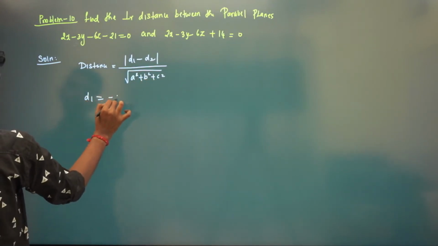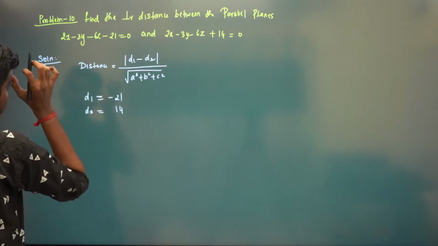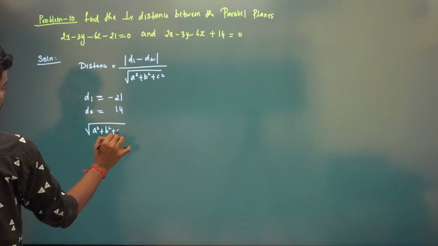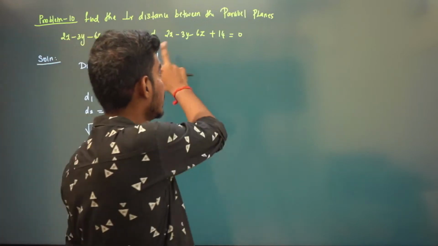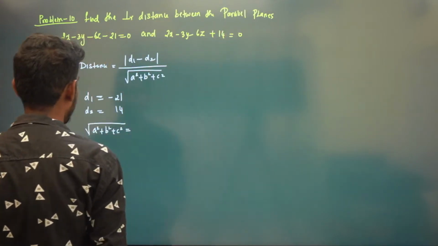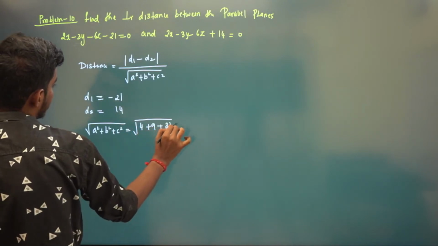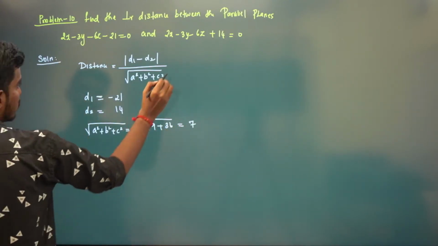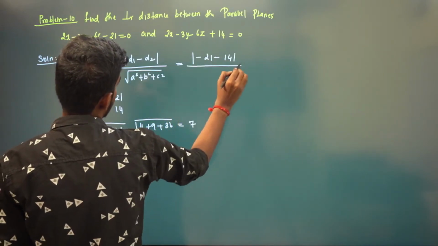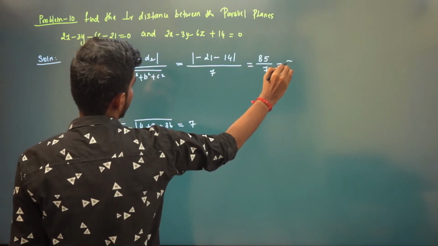Now what is d1? d1 is minus 21. d2 is plus 14. And what about the value of root of a square plus b square plus c square? a, b, c are the same for both, right? Because they are parallel planes, these three terms remain the same. Only the constant changes. It will be root of 4 plus 9 plus 36, which is 7. Therefore, it is modulus of minus 21 minus 14 divided by 7. So it is 35 by 7, so it is 5 units.